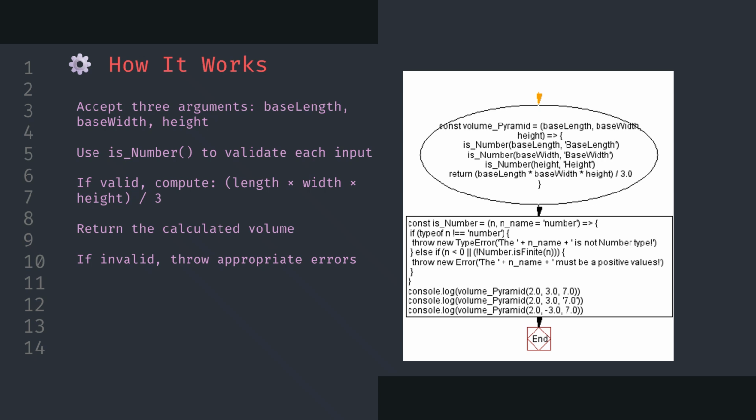This function follows a very structured approach. First, it takes in the base length, width, and height. Then, each input goes through the validation pipeline using our helper. If something is off, like a negative number or a string instead of a number, it throws a clear error. Otherwise, the function calculates the volume and returns it. It is both safe and mathematically accurate.